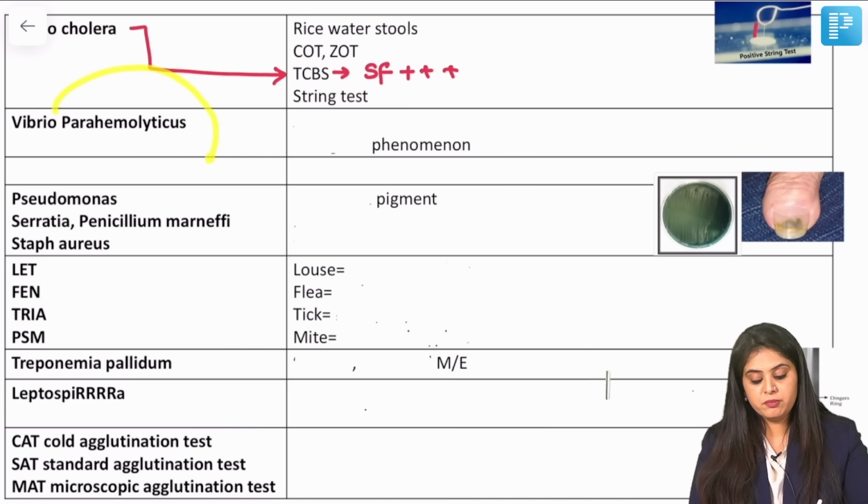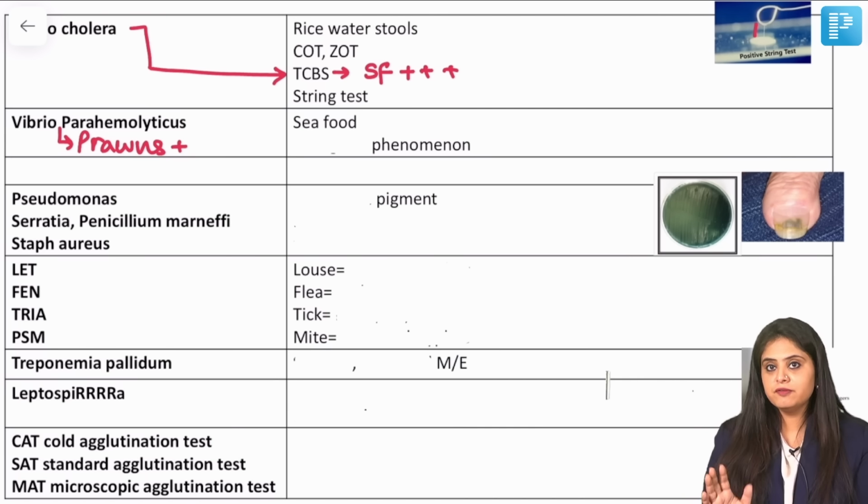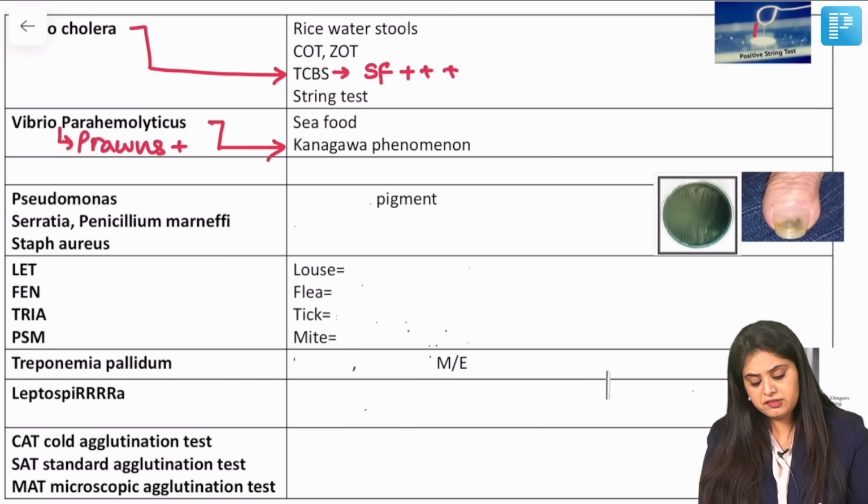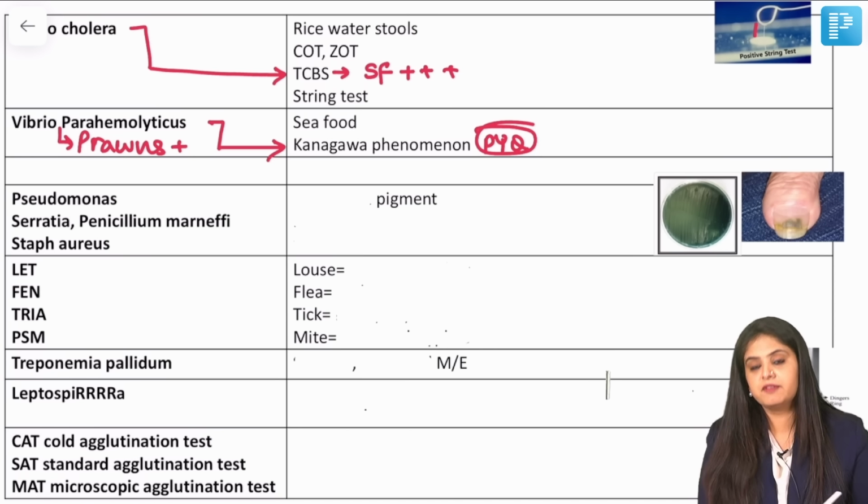Because if I change it to Vibrio parahaemolyticus, this is the food poisoning that happens, P for parahaemolyticus, P for prawns. So whenever there is consumption of any seafood, think of Vibrio parahaemolyticus and think of what phenomenon it shows. Previous and recent PYQ, that is, it shows the Kanagawa phenomenon.